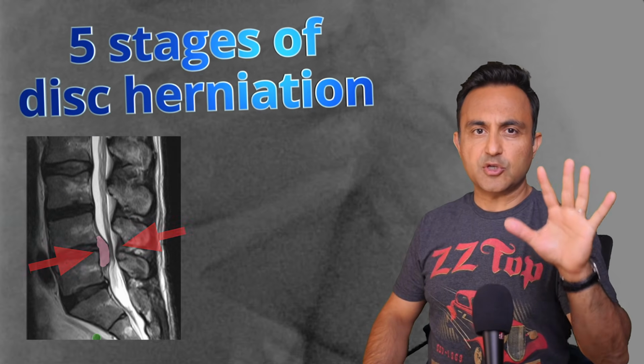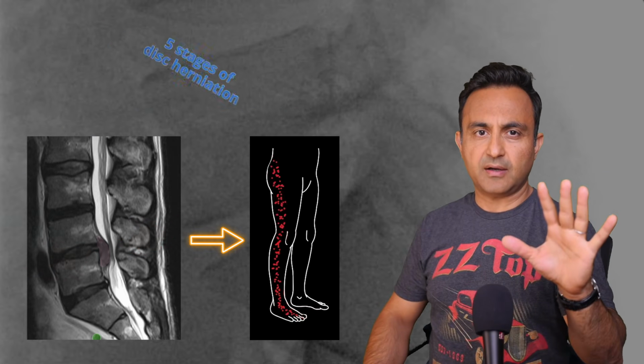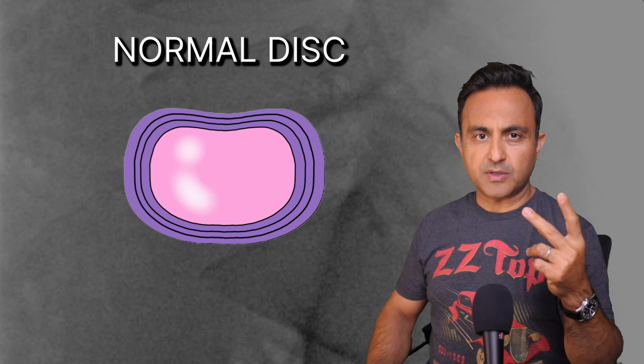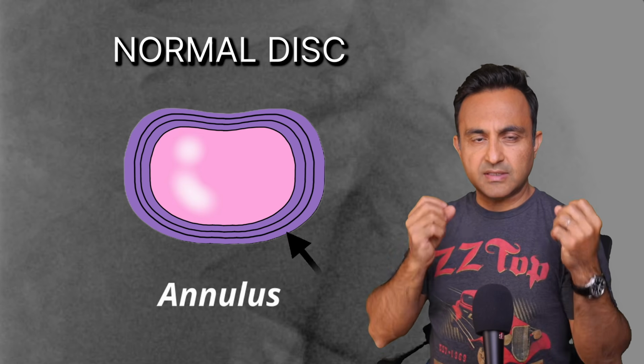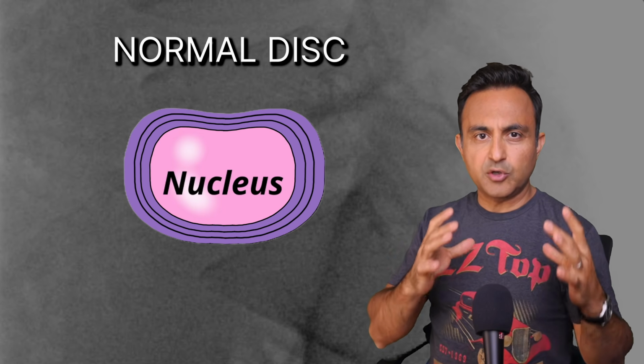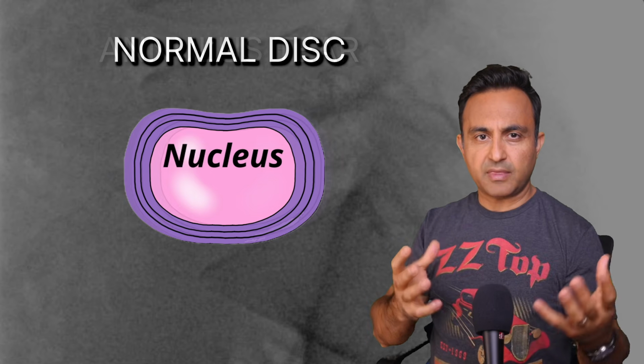These are the 5 stages of a disc herniation that can cause sciatica. The spinal disc has two main parts. The outer ring, called the annulus, is tough and fibrous. The inner part, called the nucleus, is soft and compressible like thick jelly.